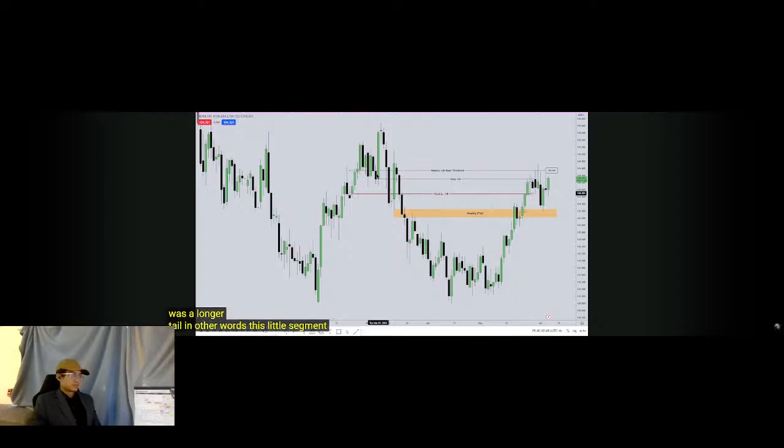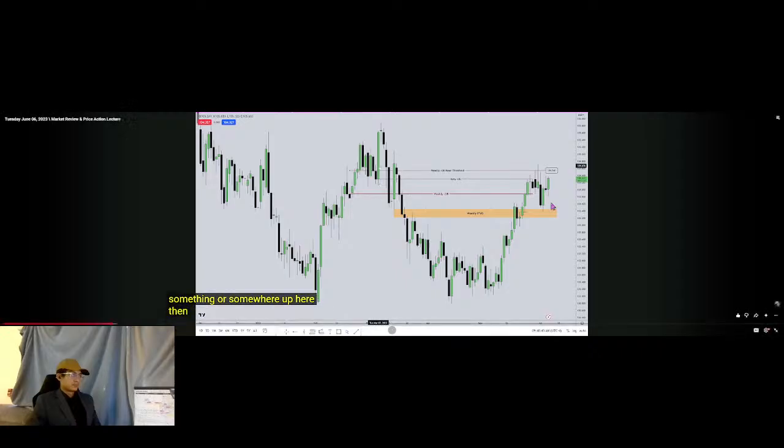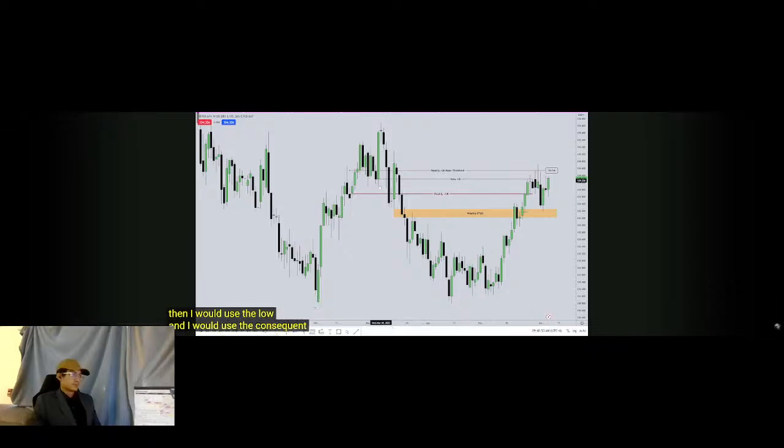In other words, this little segment down here on the candle, say that was longer and the opening was actually somewhere up here. Then I would use the low. And I would use the consequent encroachment of that tail or halfway point of that little wick. So those are the two key levels I would use for a candlestick that has a longer wick.